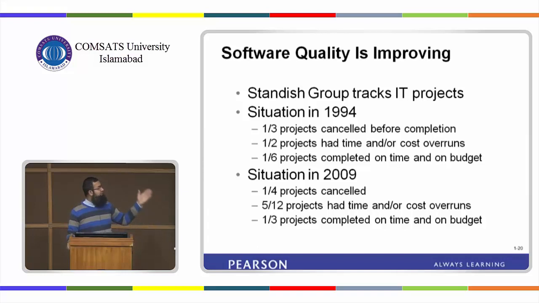After about 15 years, they again studied a lot of IT projects, and they came up with this number: out of 3 projects, 1 is on time and budget. So this is kind of a 50% improvement. In 1994, out of 6, only 1. In 2009, out of 3, 1 is on time. So it means software engineering practices have some positive impact on IT projects.